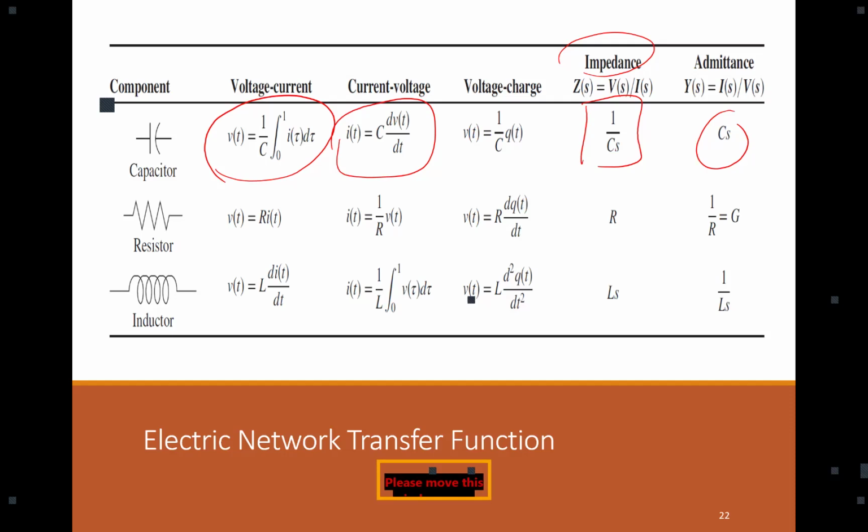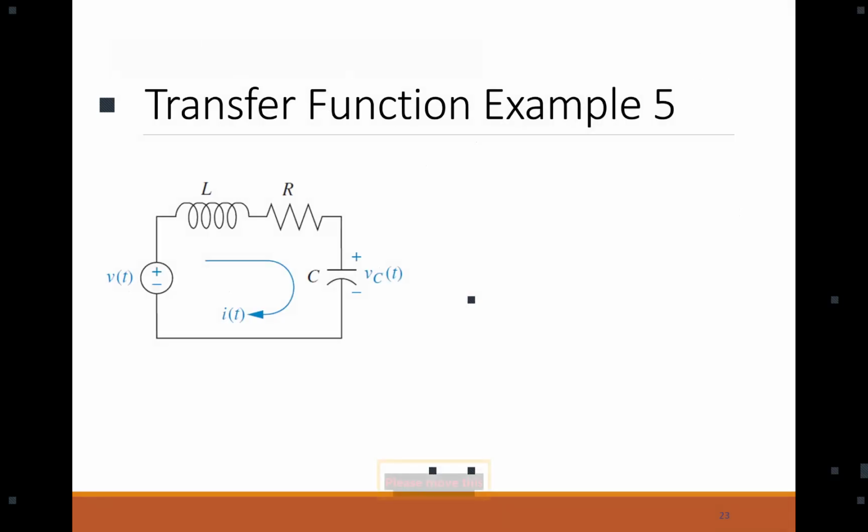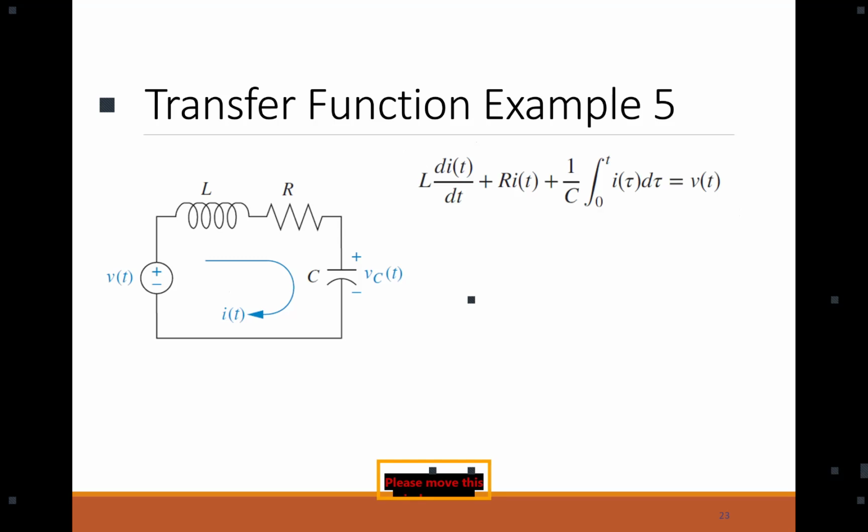Now that we know how we can represent each of these components in an S domain using the concept of impedance, now we can start actually analyzing an actual circuit and find a transfer function. For example, in this circuit, we want to find the relation of the V of C to the current. So the voltage across the capacitor is going to be our output, and our input is the current that we have.